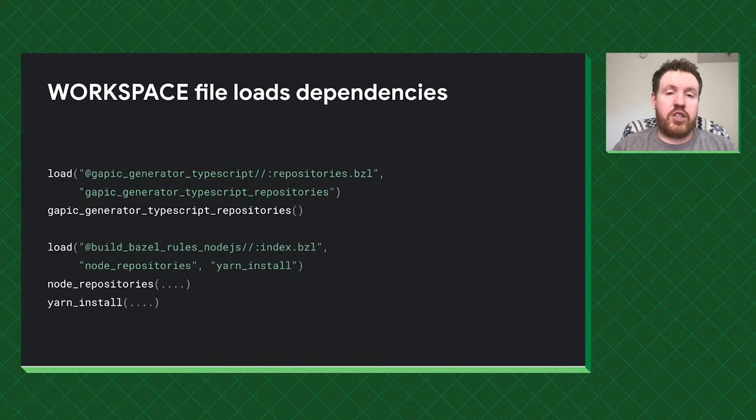So after we loaded each generator, we need to use the macro to load the dependencies of each generator. That way, all the individual dependencies are managed within the generator repositories, and in the main workspace file, we just load the generators using their specific versions. We also need to execute some extra actions like installing dependencies, like the yarn install rule here.